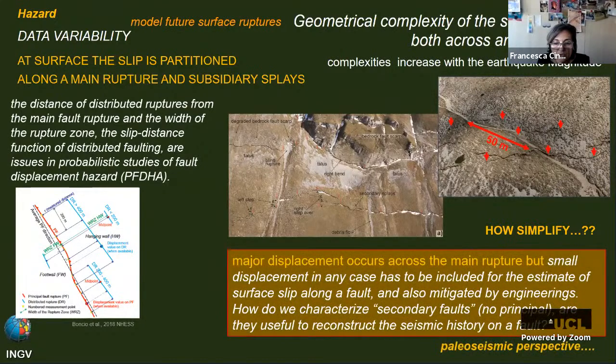But I want to fix a few observations: major displacement occurs across the main rupture, but small displacement in any case has to be included for the estimate of surface slip along the fault. This small rupture needs to be mitigated also by engineering. So how do we characterize secondary faults? How are they useful to reconstruct the seismic history on a fault?